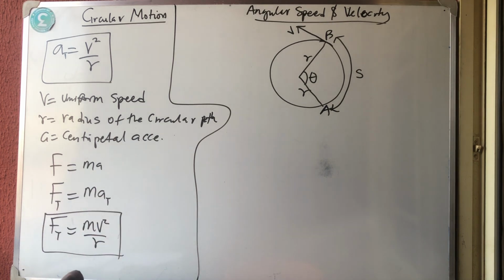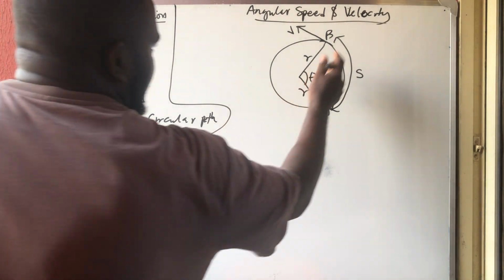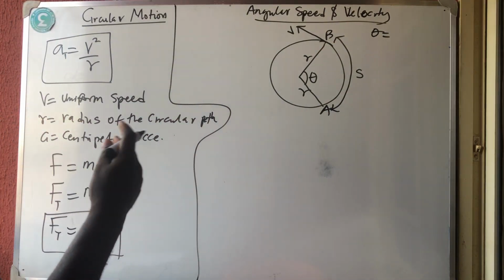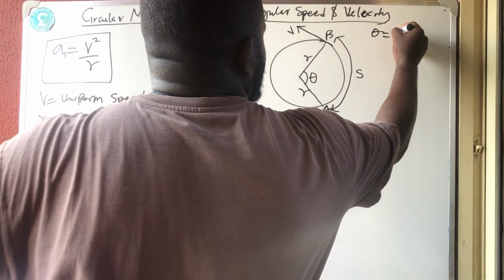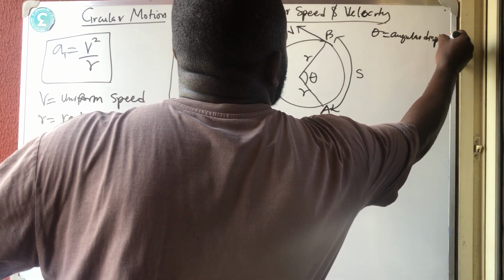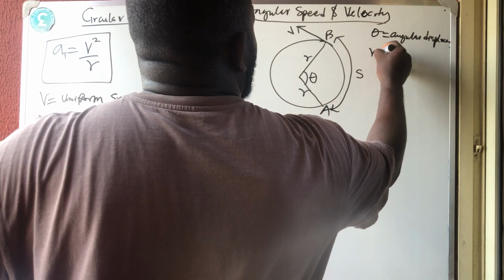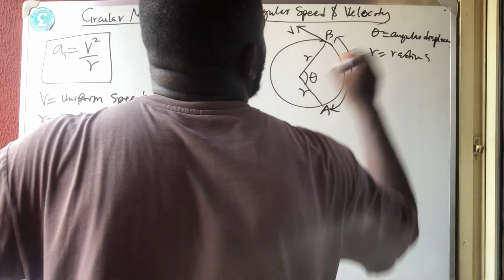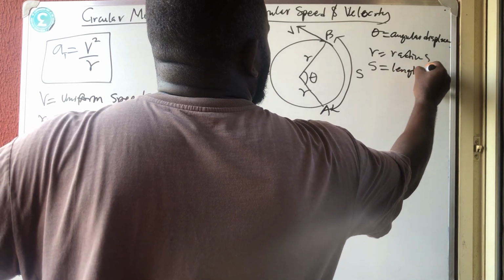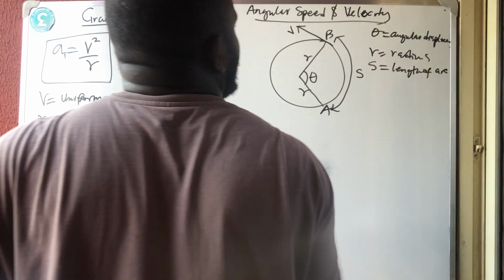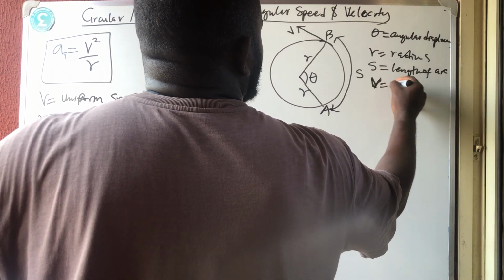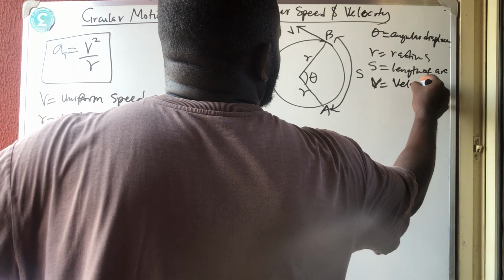I have this. So where my theta, don't forget that my theta is called the angular displacement. Okay, my r is called the radius. Okay, my s, the distance, is called what? The length of the arc. Okay, and my v there is called the linear velocity.